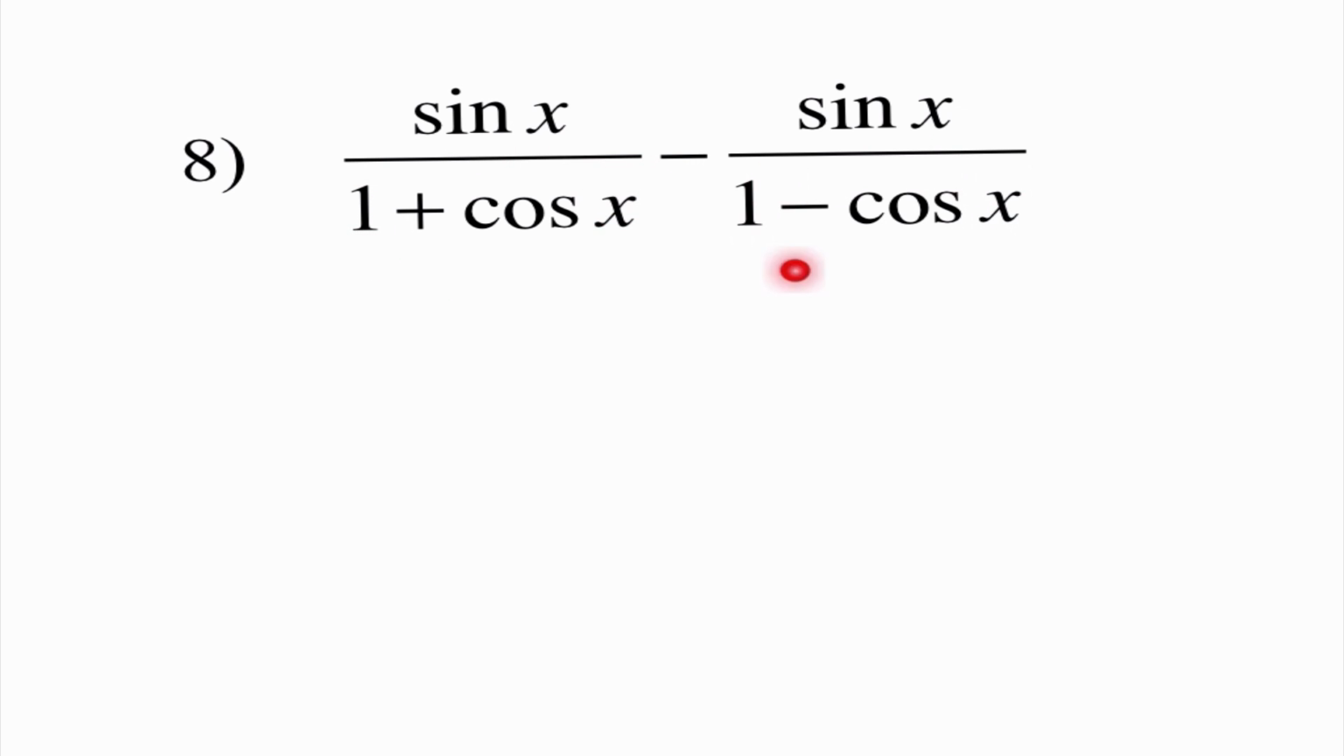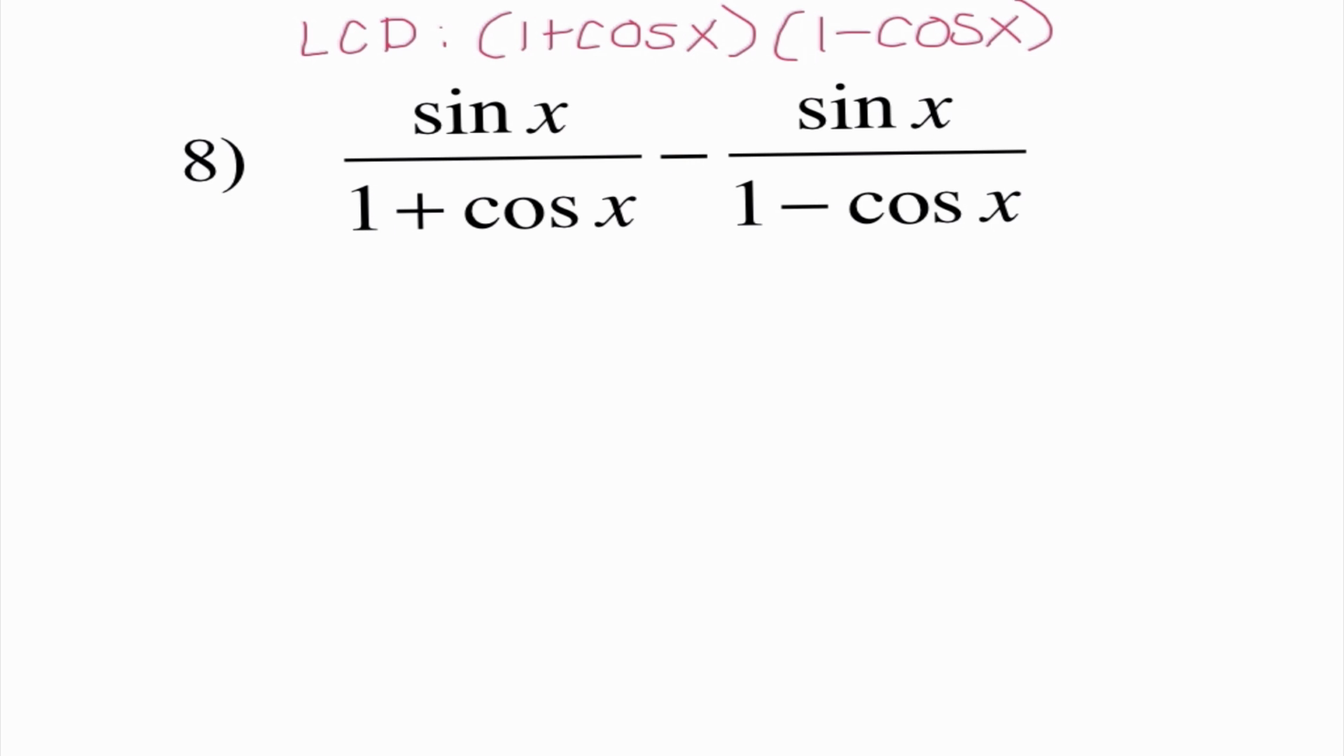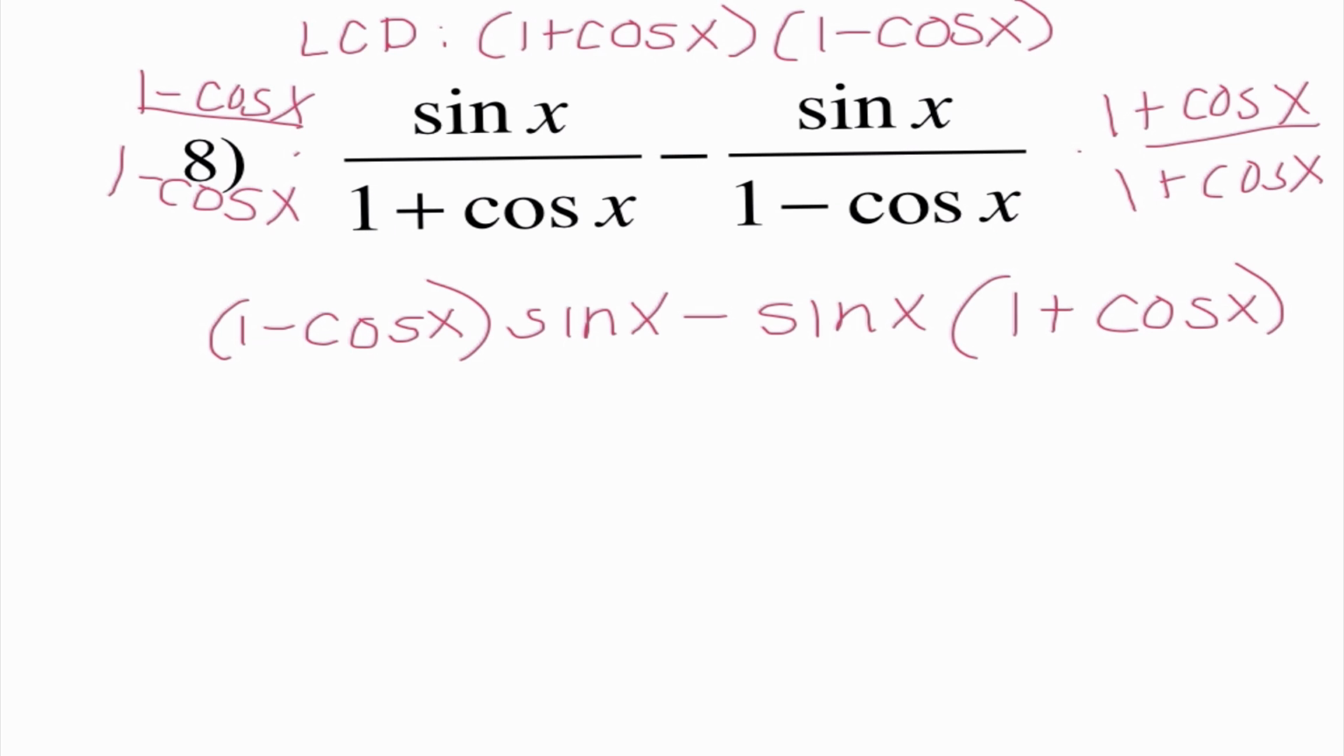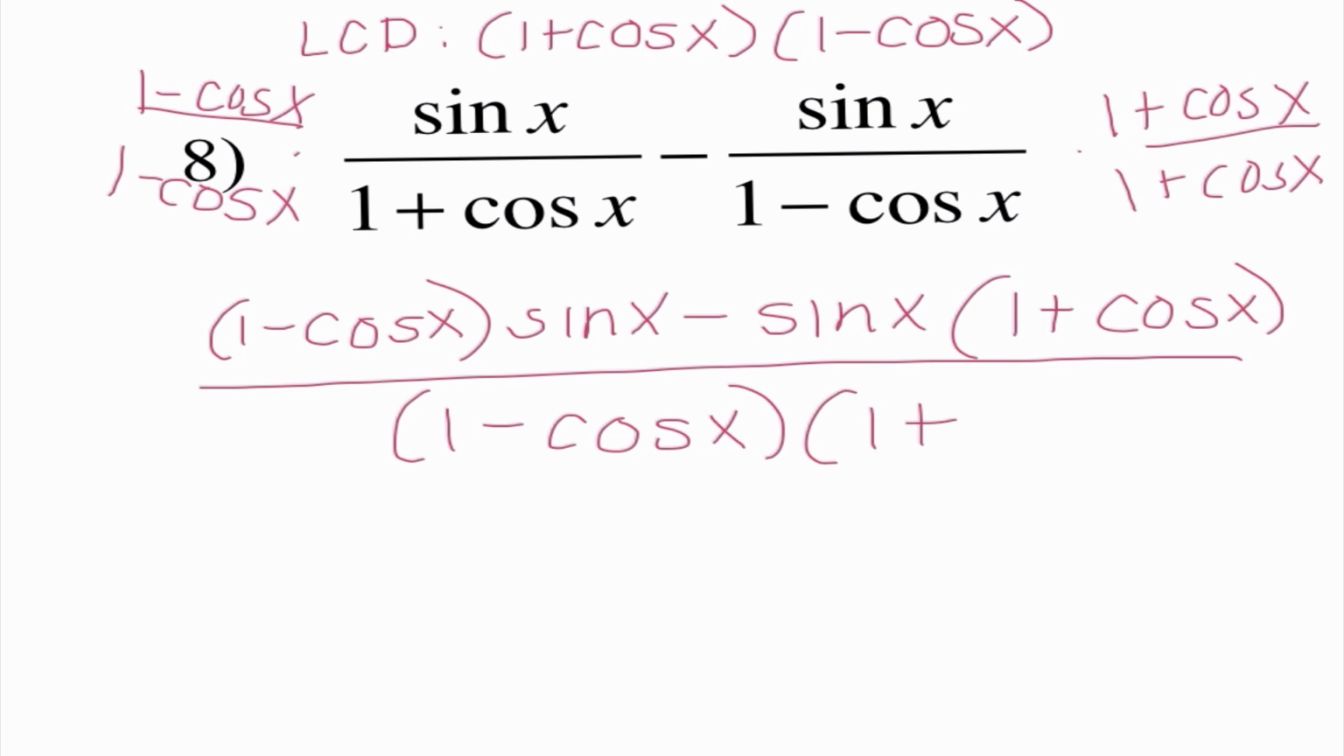And I notice that I have 2 different fractions. So I'm going to determine what our LCD is. And I know our LCD is going to be 1 plus cosine times 1 minus cosine. So I'm going to have to multiply this first one by 1 minus cosine over 1 minus cosine. And our second one is going to be 1 plus cosine over 1 plus cosine. So I'm going to get 1 minus cosine times sine minus sine times 1 plus cosine over 1 minus cosine, 1 plus cosine.